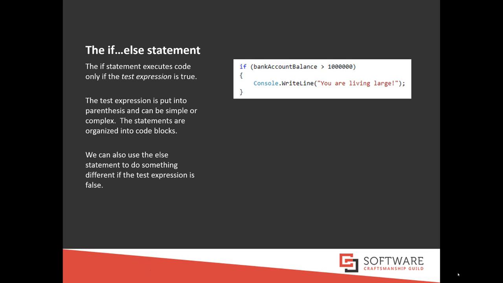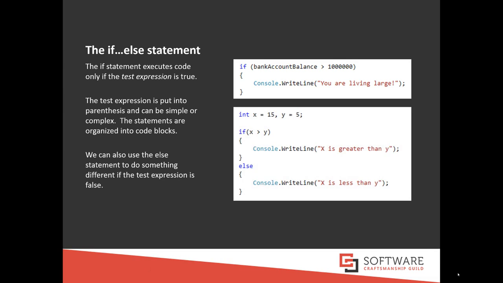We can also use the else statement if we want to do something different if the test expression is false. Else is optional. Sometimes we only want to do something if the test expression is true. Sometimes we want to do one thing if it's true and a different thing if it's false. And here's an example of that. I have two variables, x and y. X is set to 15, y is set to 5. If x is greater than y, then write x is greater than y. Else, write that x is less than y.